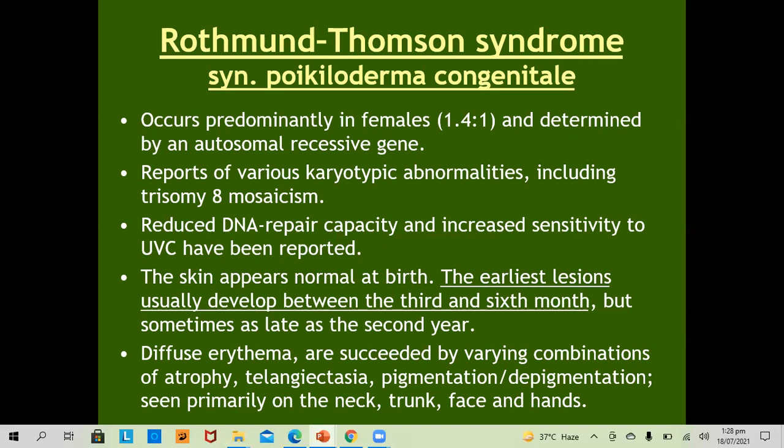Cutaneous features include diffuse erythema that is succeeded by various combinations of atrophy, telangiectasias, pigmentation, and depigmentation, primarily on the neck, trunk, face, and hands. So all these features come under the main heading of Poikiloderma. So it mainly presents as Poikiloderma on the neck, trunk, face, and hands.